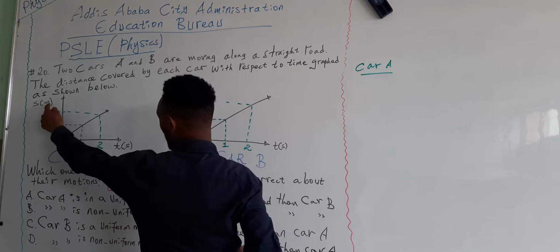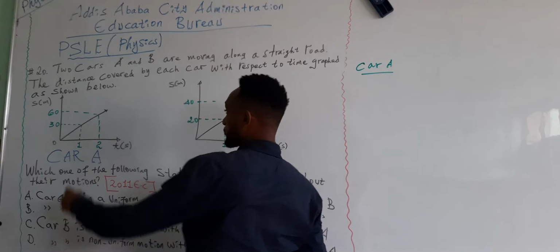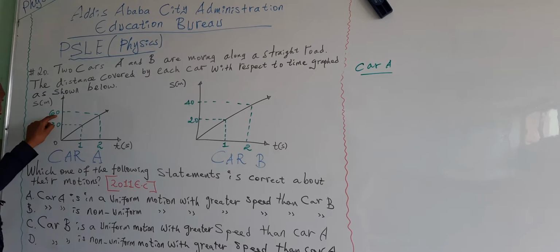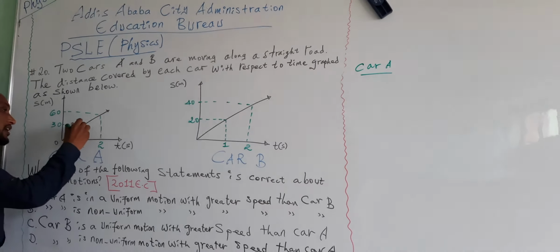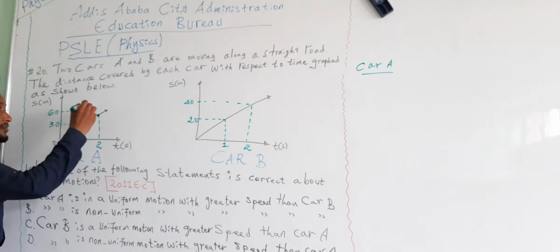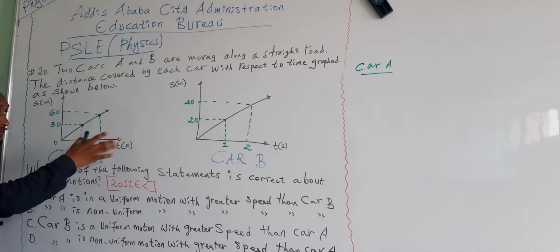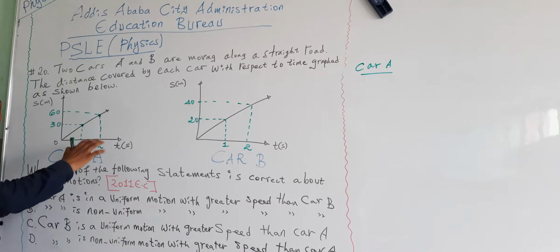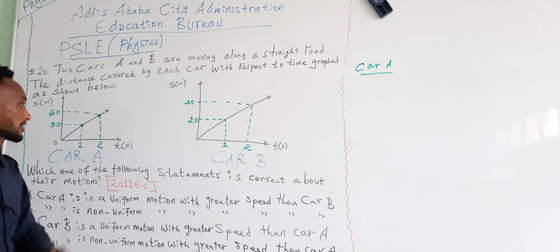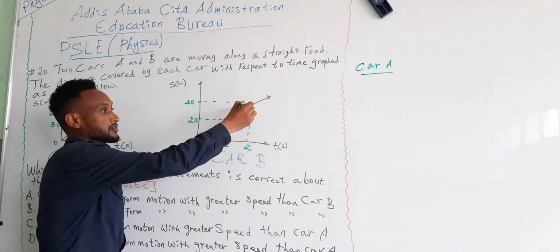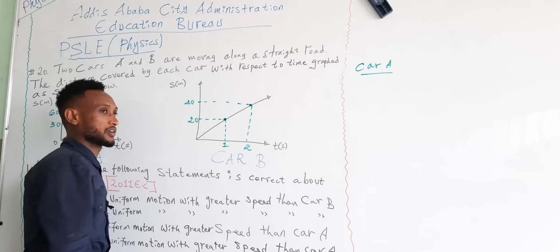Car A moved 30 meters in 1 second and 60 meters in 2 seconds. Find the speed of this car at this point and at this point. If they are equal, the motion of this car is uniform. If they are not equal, the motion of this car is non-uniform. Here also for car B, find the speed at each instant point and compare them.